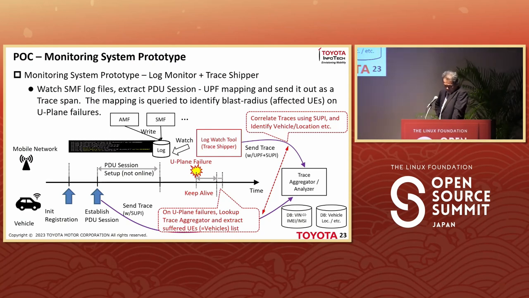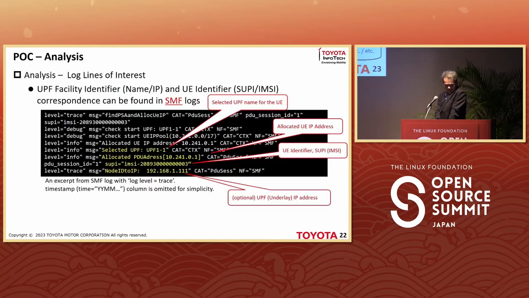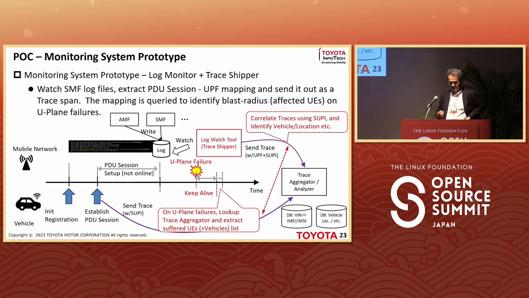And this is the overview of the monitoring system prototype. As I explained, at first I tried API-based or trace-based approaches, but I wrote a logwatch tool to find those kinds of lines, and this tool ships the trace data to the trace aggregator here. Then on U-plane failures, we can look up the trace aggregator and extract the suffered UEs, by using the information of the UPF notified from the network operator side. Okay.